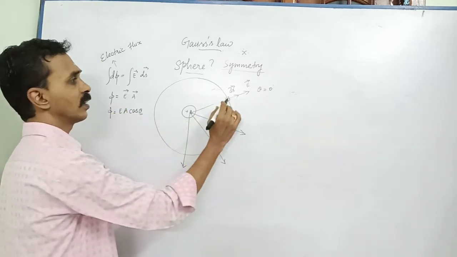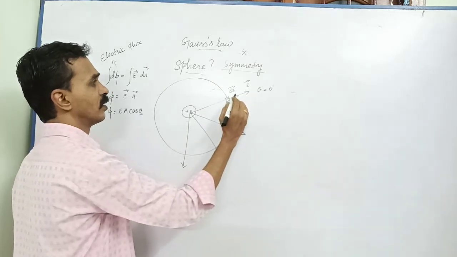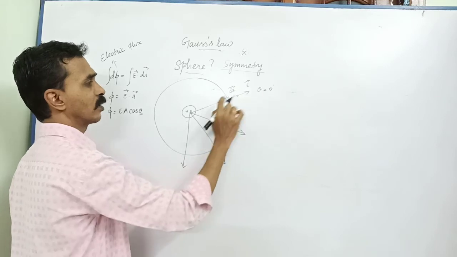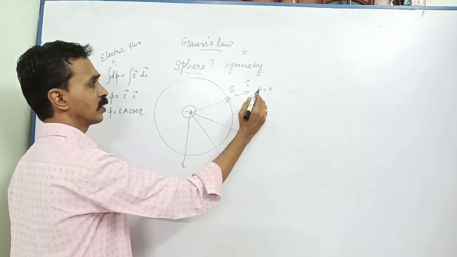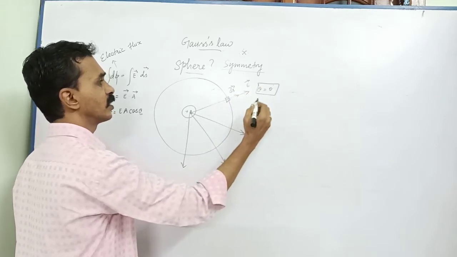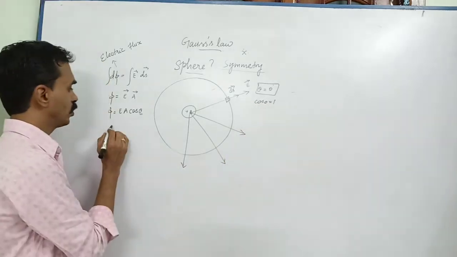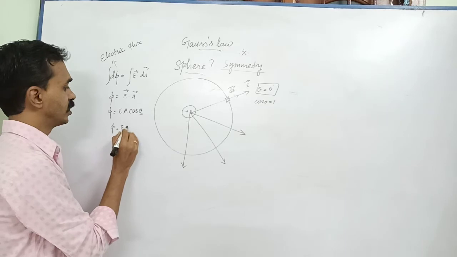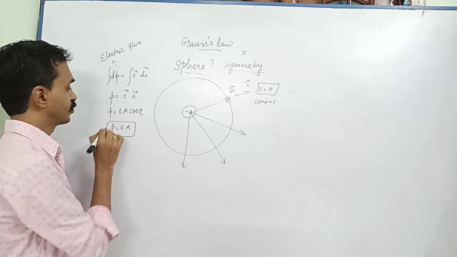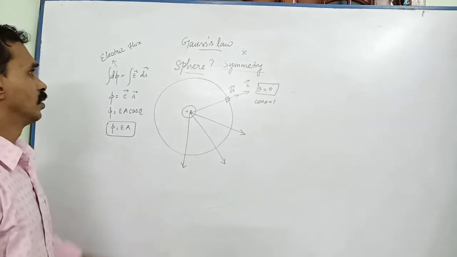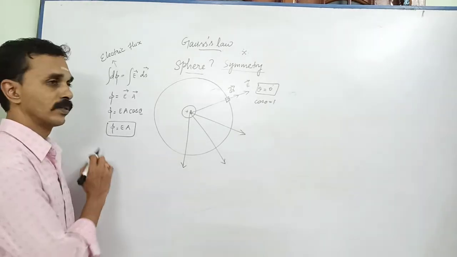Here the direction of the E vector and the area vector is 0 degree. They are in the same direction. Therefore, the angle theta is equal to 0 degree, and therefore cos 0 becomes equal to 1. So the equation for phi can be written as E into A. This is one of the important equations which relates the flux and the field.